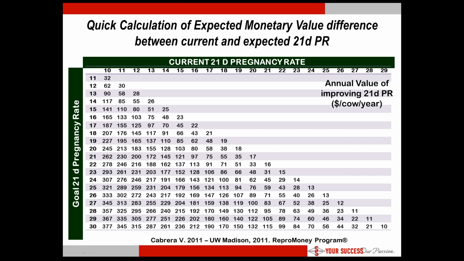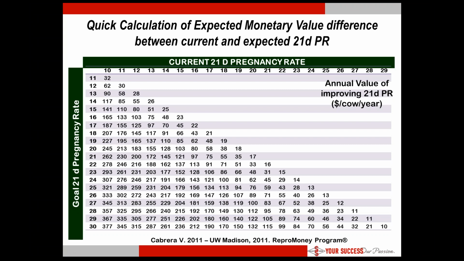Spreadsheet, a calculator that was developed by Victor Cabrera, University of Wisconsin-Madison. It's widely used. So you take your present pregnancy rate. Let's say the national average is 17. What we've seen with a herd at 17 is that we can normally see an increase of about 4 pregnancy rates. So if we go to 21, we would see about a $75 per year increase.